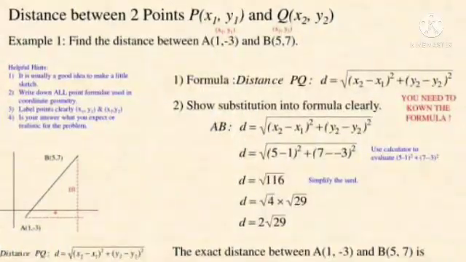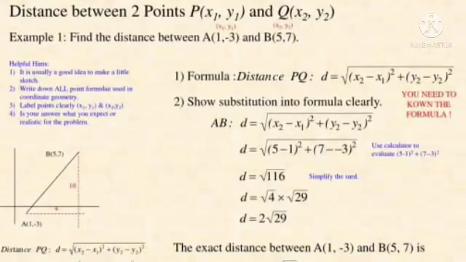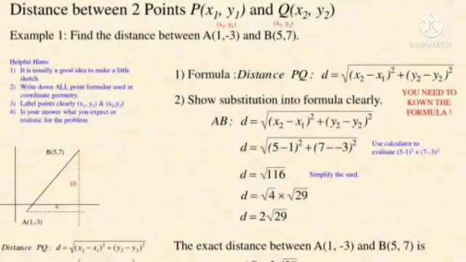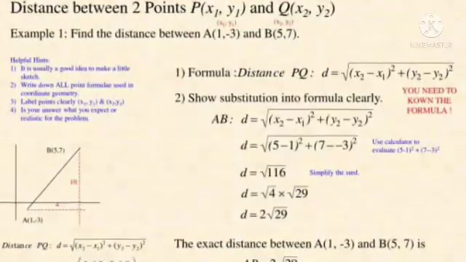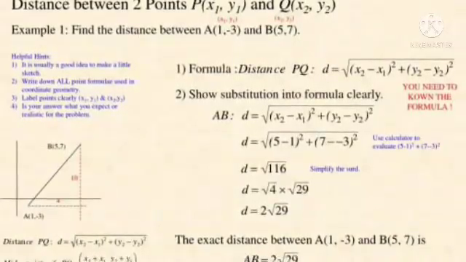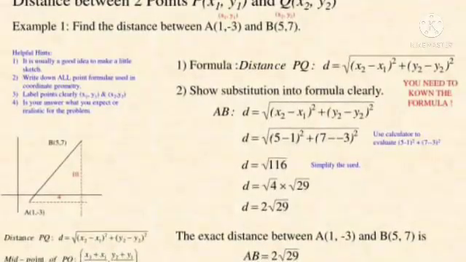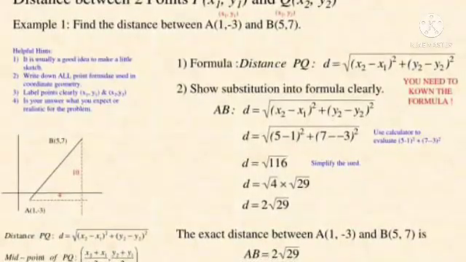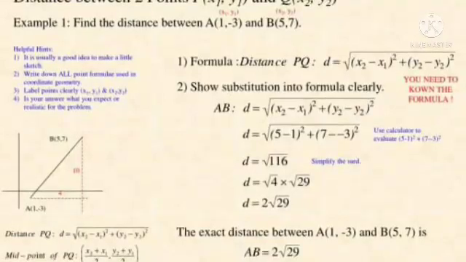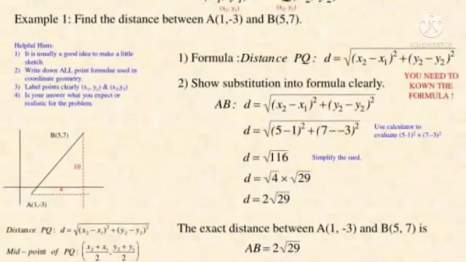Now let us find the distance between 2 points P (x1, y1) and Q (x2, y2). Example: find the distance between A (1, minus 3) and B (5, 7). D is equal to the square root of (x2 minus x1) the whole square plus (y2 minus y1) the whole square.